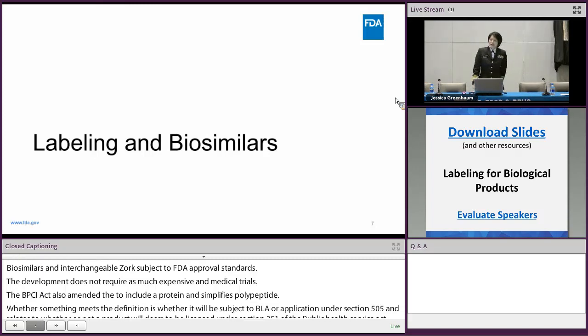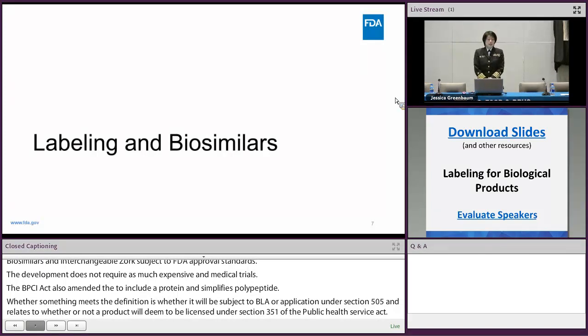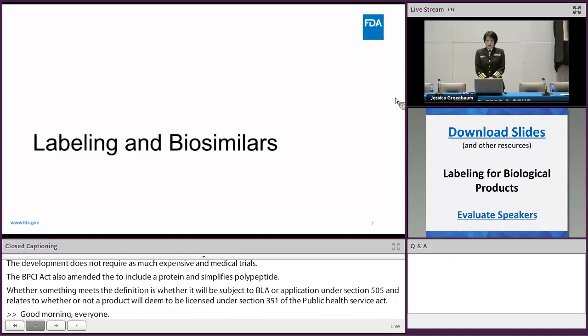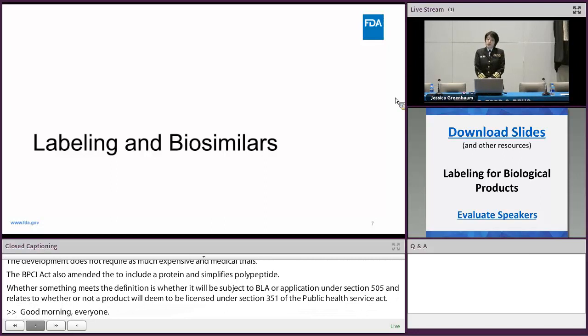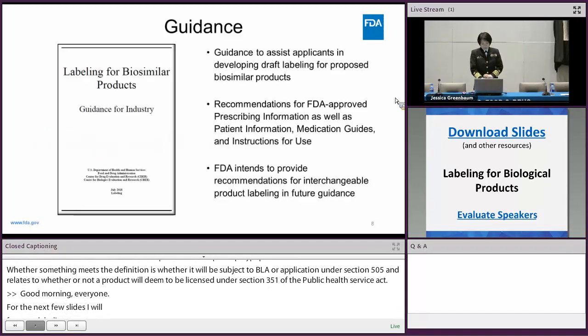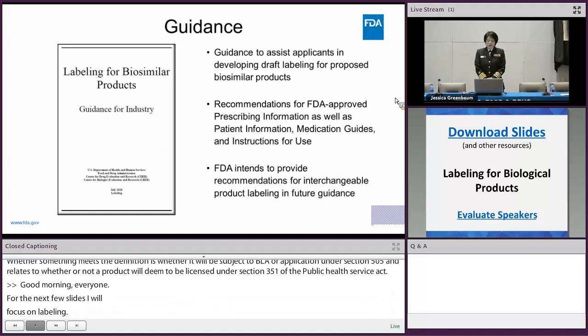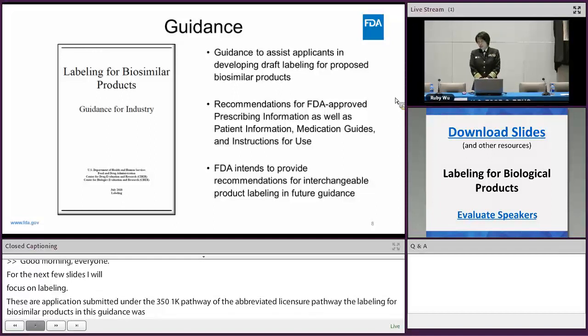Good morning, everyone. So for the next few slides, I'm going to focus on labeling for biosimilar products. Once again, these are applications submitted under the 351(k) abbreviated licensure pathway. The labeling for biosimilar products guidance was finalized July of 2018, and this guidance provides detailed recommendations on developing labeling for biosimilar products, specifically the prescribing information and patient labeling. FDA will provide additional recommendations on labeling for interchangeable products, so do be on the lookout for that.